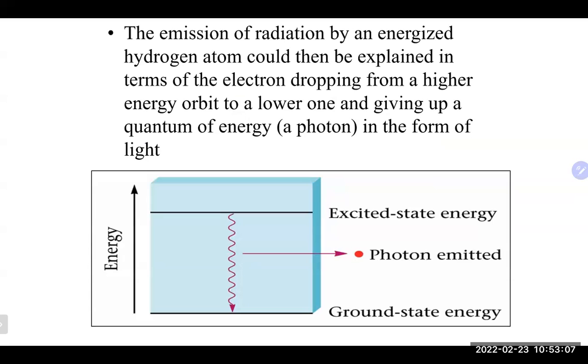So the emission of radiation, as we see different colors, again, is that electron dropping down, giving off a photon of light with a specific color.